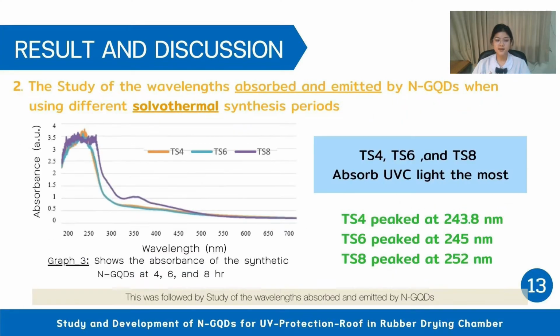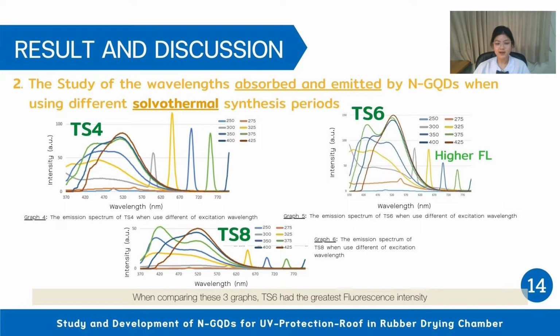synthesis time. This was followed by the study of the wavelengths absorbed and emitted by nitrogen doped graphene quantum dots when using different solvothermal synthesis periods. Graph 3 shows that all conditions had the greatest absorbance in the UV range. When comparing these three graphs, TS6 had the greatest fluorescent intensity.